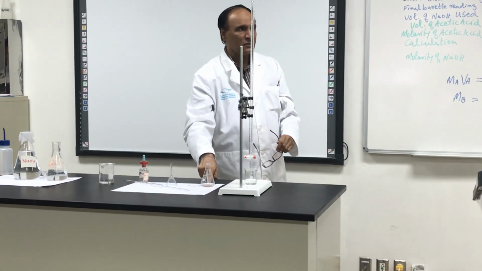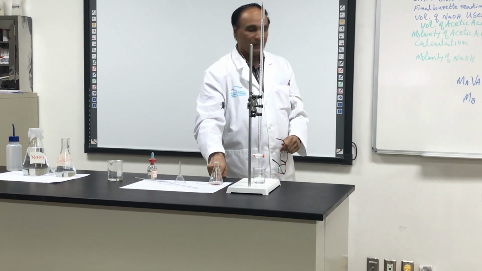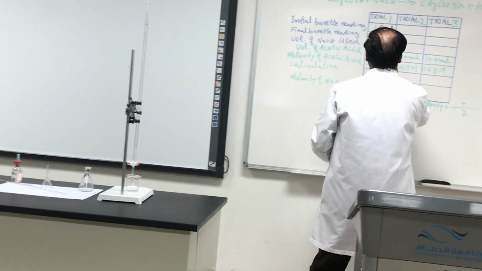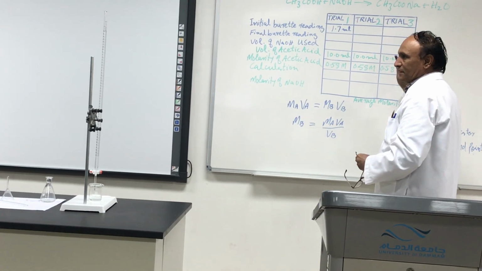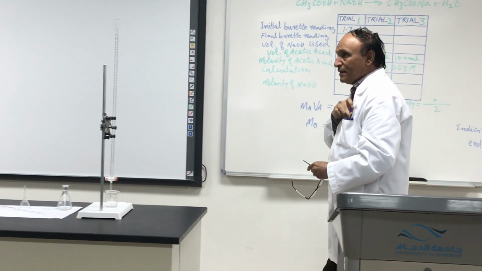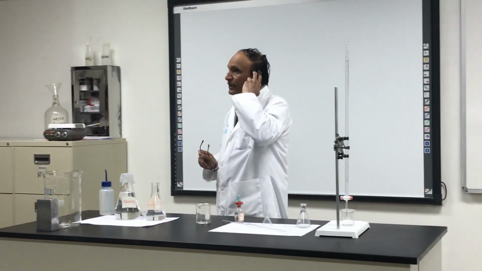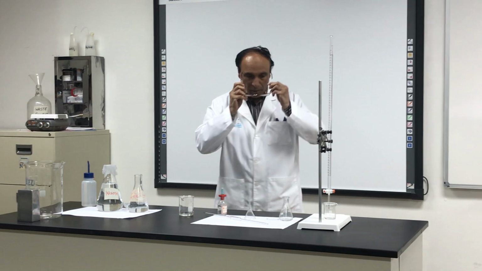How much vinegar, acetic acid, did I use? 10 milli. So the acetic acid is 10 milli. Look, the acetic acid is 10 milli. Did you understand? Don't forget the indicator, because if you forget it, it will make a problem.